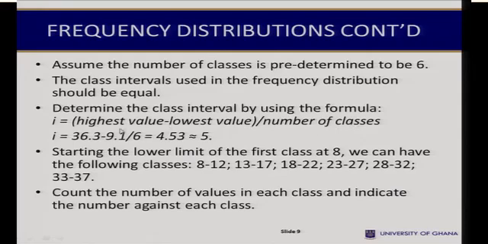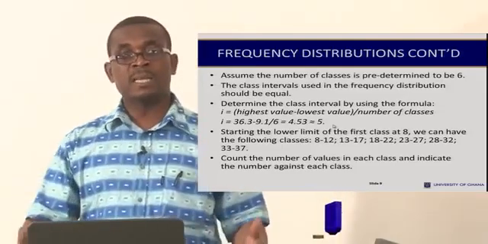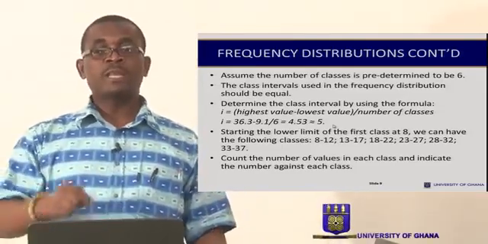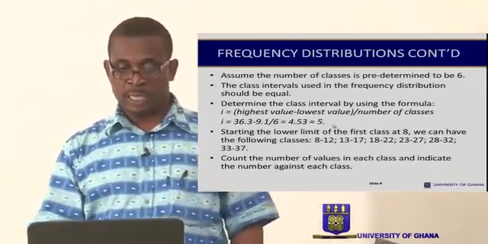From the data that we saw, the highest value is 36.3 and the lowest is 9.1. Because we want 6 classes, we obtain our interval as 36.3 minus 9.1 divided by 6. It gives us 4.53. We could approximate it to 5. So that is the class interval, or the width. It means that for each class, there will be 5 values or numbers included.